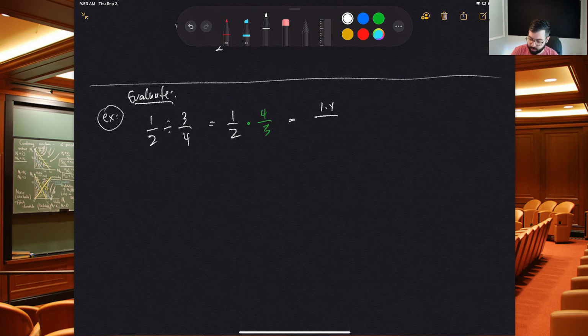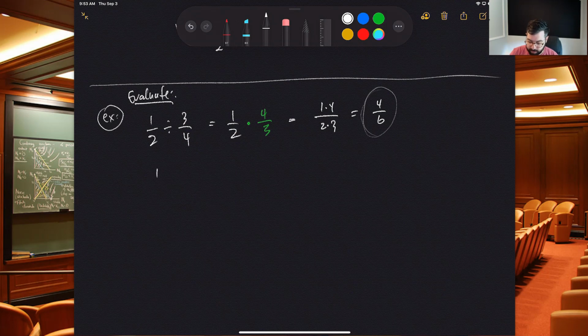This is 1 times 4 over 2 times 3, which is 4 over 6. And we'll talk about how we can simplify and reduce, but for right now, just to highlight that idea of division. It's always multiplying by the reciprocal of the second number.